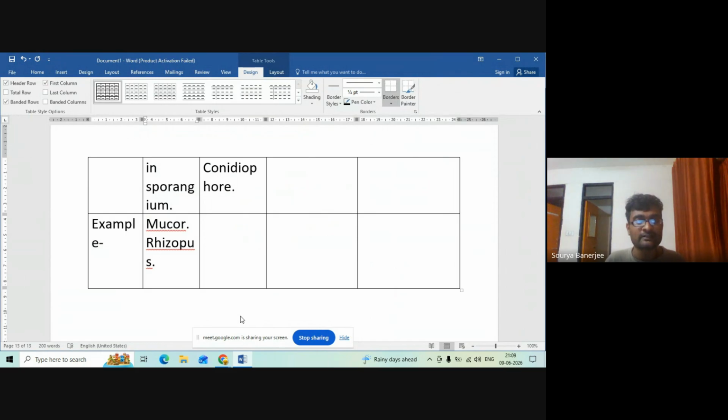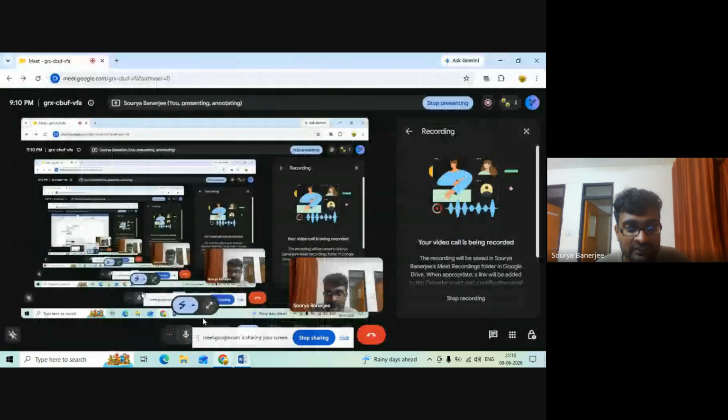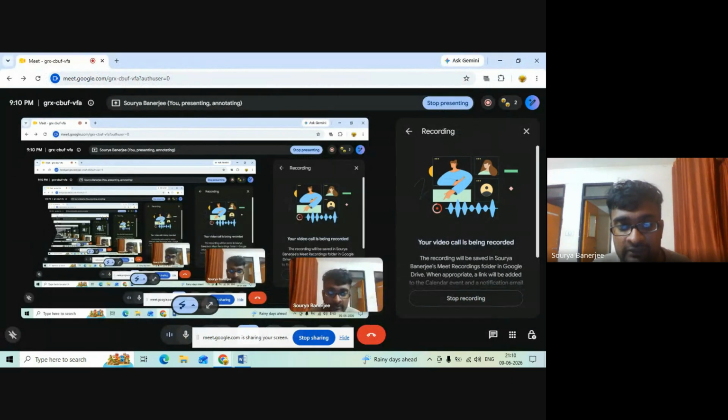Rhizopus is present in case of bread mold. If you keep a bread open for many days, not eating it, Rhizopus will grow. Mucor you will also be able to find.